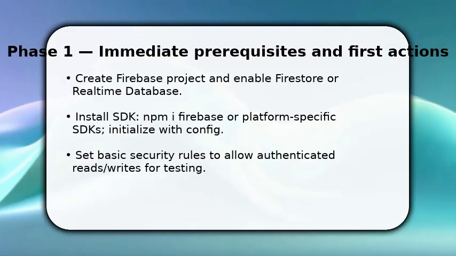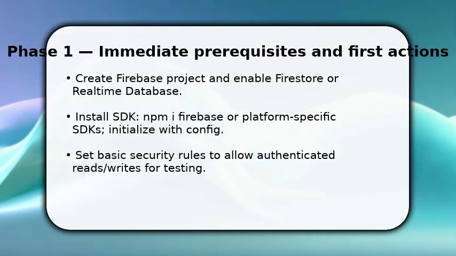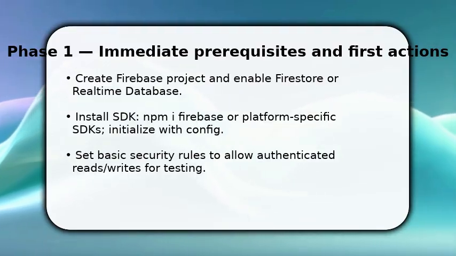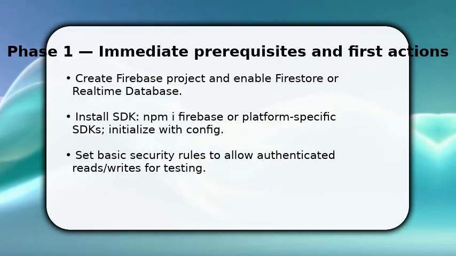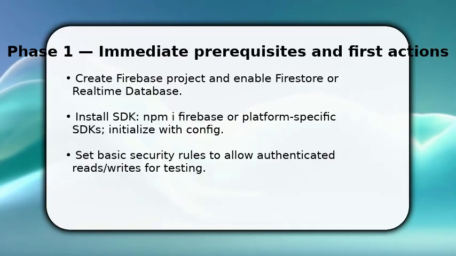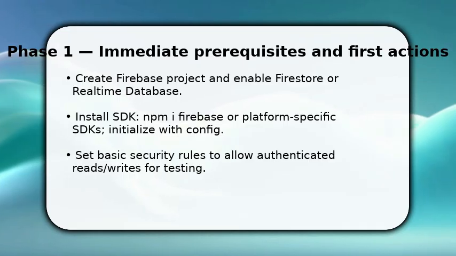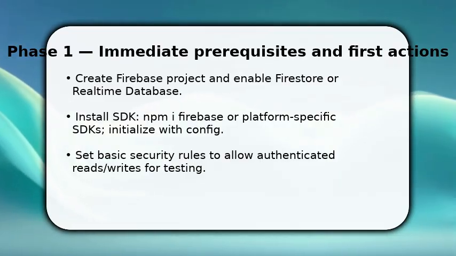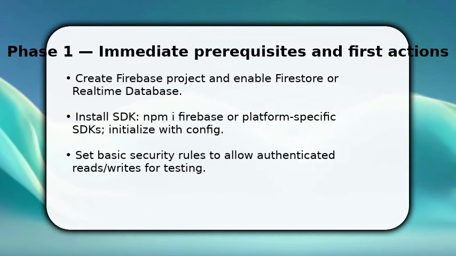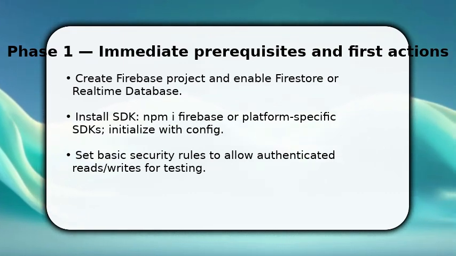You begin by creating a Firebase project and picking Firestore versus real-time database based on your data shape. Firestore for documents, real-time for streaming. Once done, install the official SDK for your platform, import the config snippet, and call initialize app with your credentials. Make sure to set temporary security rules that permit authenticated access so you can test writes and reads. This gets your app talking to Firebase immediately and establishes the foundational connection you will build upon next.